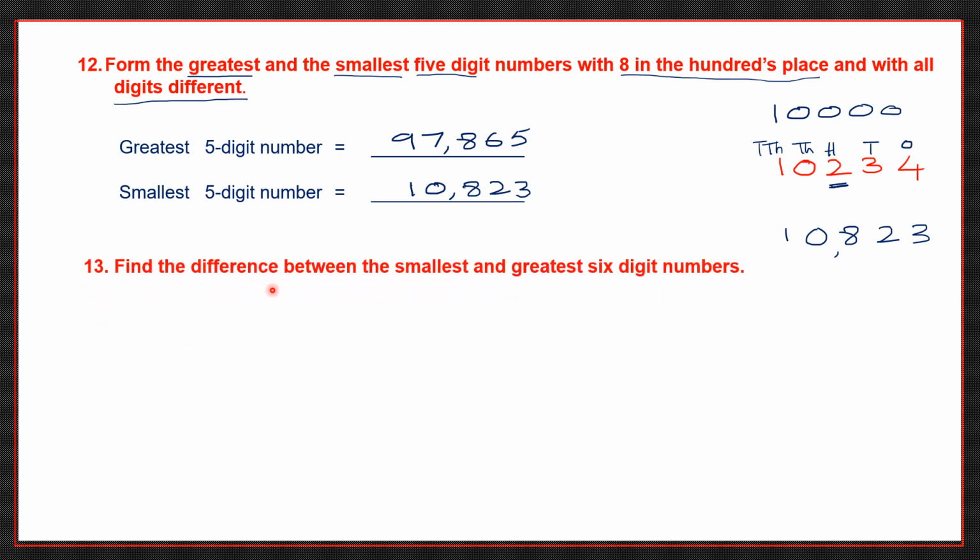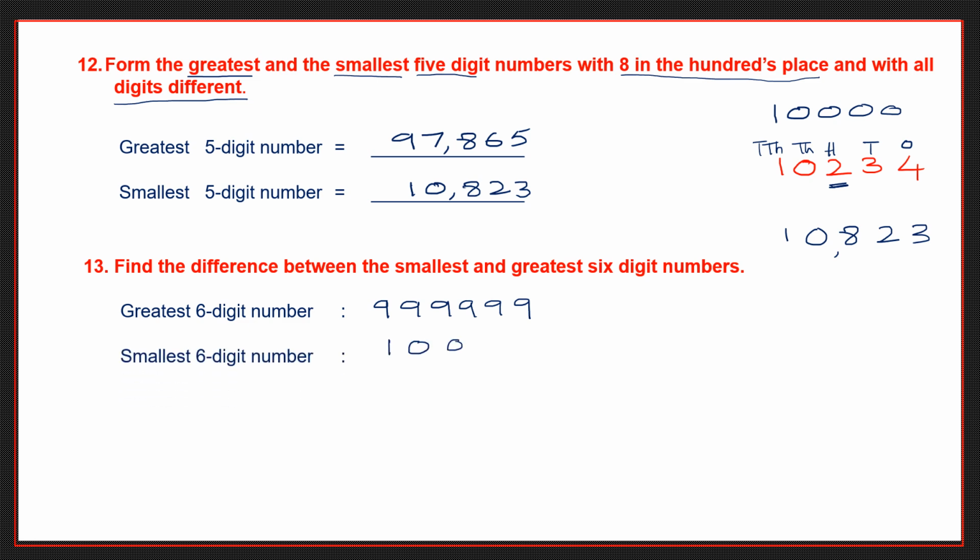Next question, find the difference between the smallest and the greatest 6-digit numbers. So let's do that. The greatest 6-digit number is 9,99,999. And the smallest will be 1 lakh, 1 followed by 5 zeros.